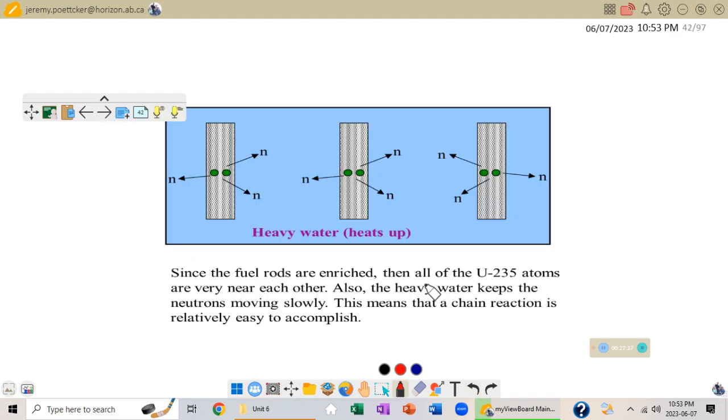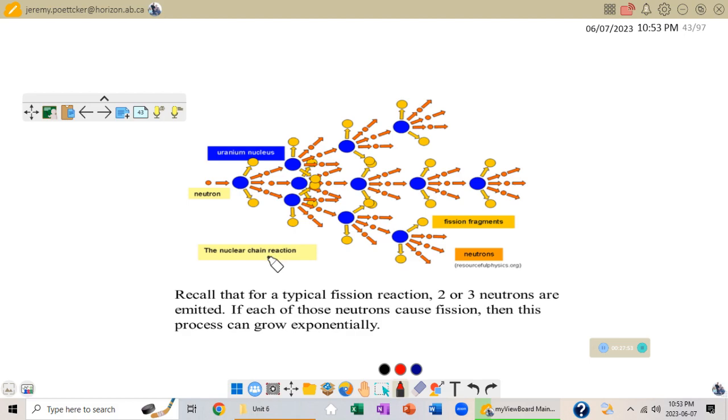Since the fuel rods are enriched, all of the U-235 atoms are very near to each other. Also, the heavy water keeps the neutrons moving slowly. This means that a chain reaction is relatively easy to accomplish. And you can see all kinds of good stuff happening here. We've got all kinds of these blue things, our uranium nuclei.